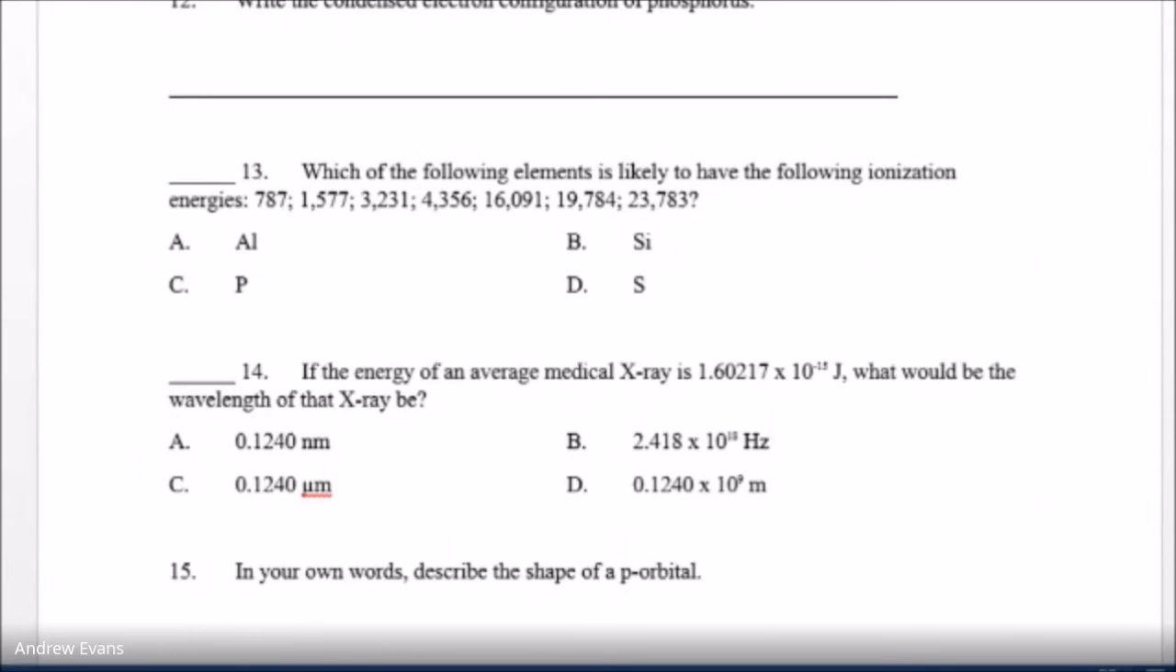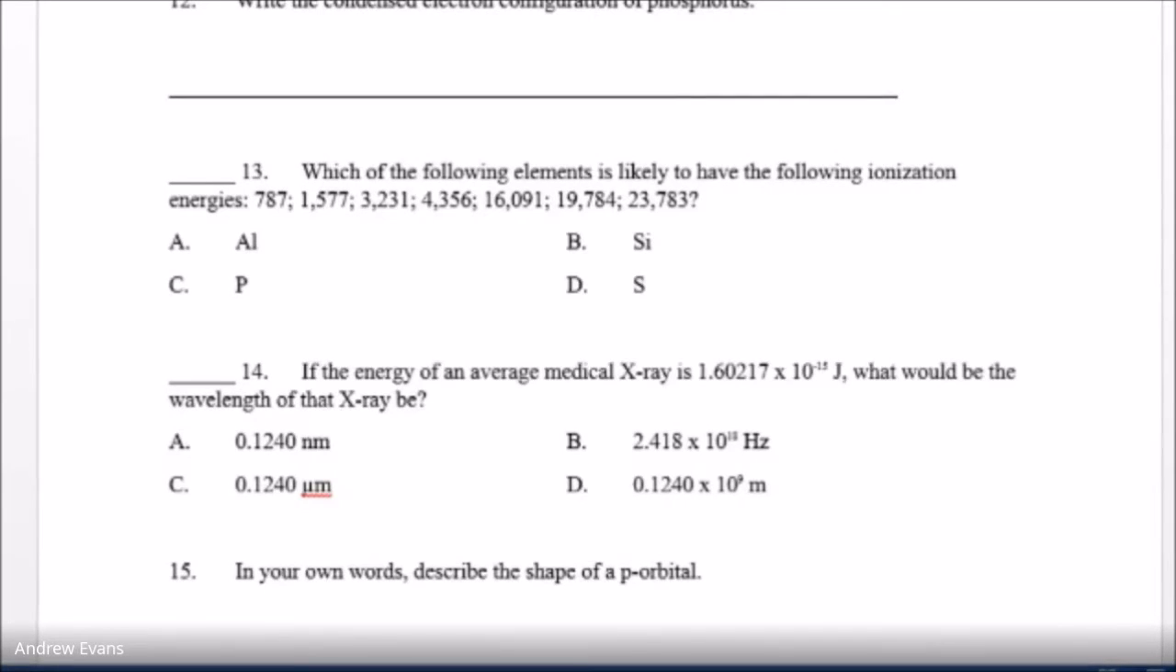So what element can lose 4 electrons? An element in group 4A. Aluminum is in group 3A. Silicon is in group 4A. Phosphorus is in group 5A. Sulfur is in group 6A. So silicon is the correct answer.